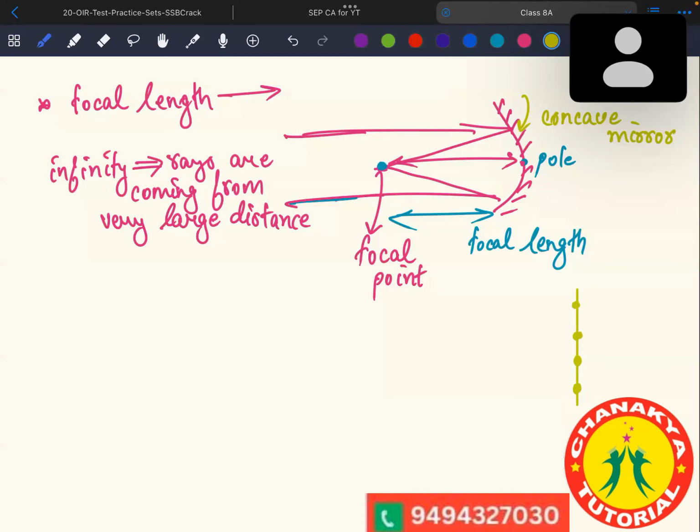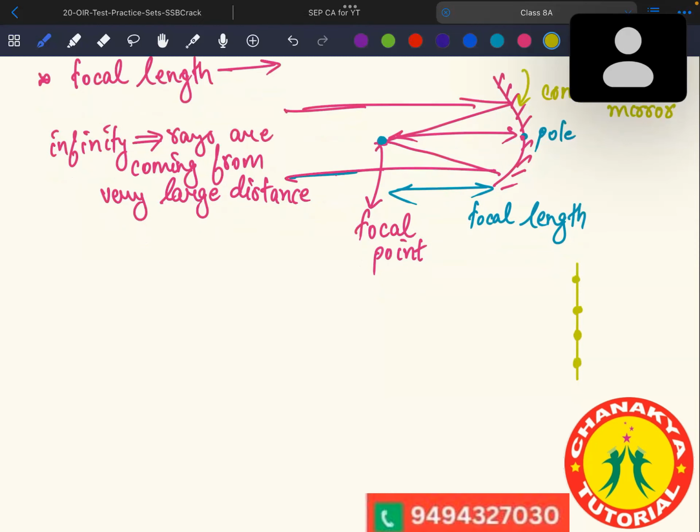Whereas when we talk about a concave mirror and a convex mirror, we always take distance from the pole, the outermost point. So the pole is not present in a plane mirror? Yes, the pole is present in a plane mirror. All of these are poles.